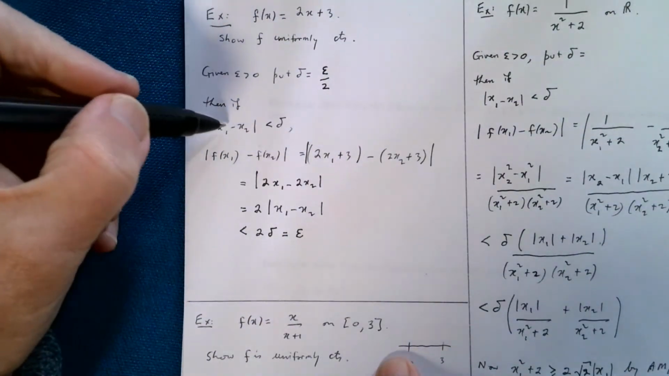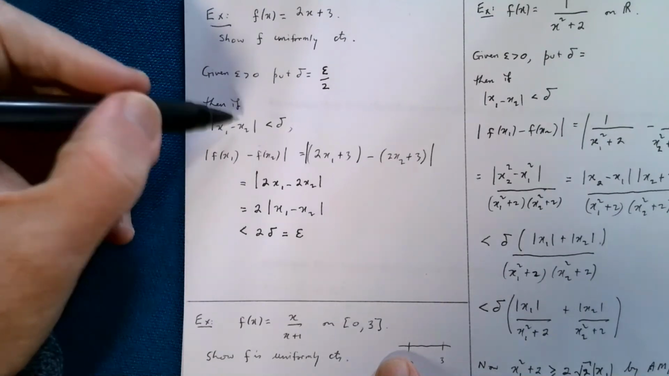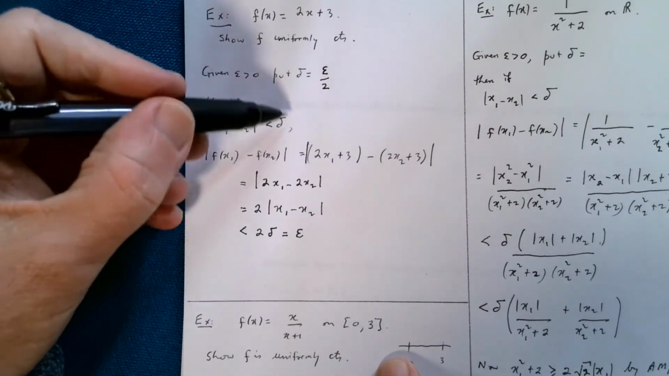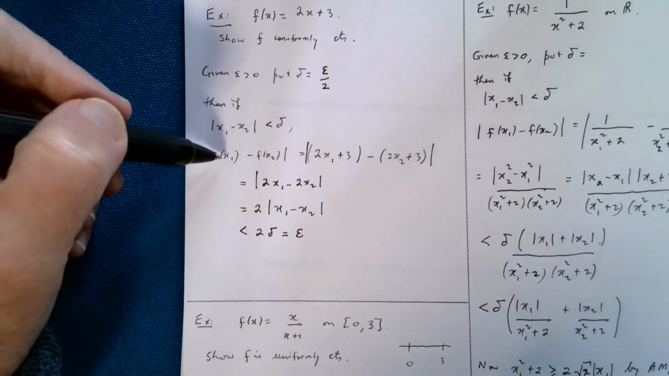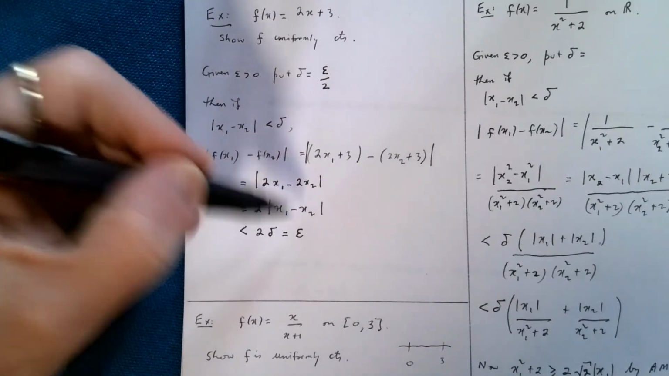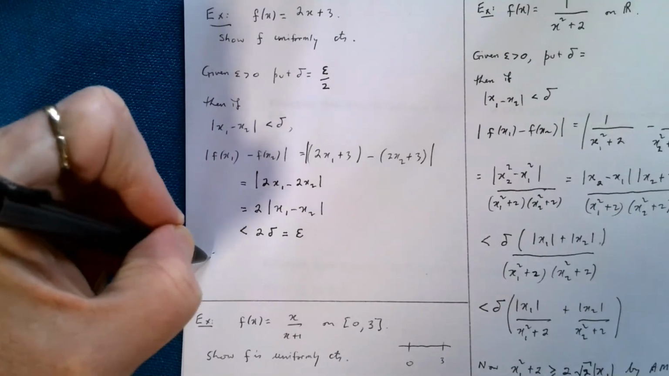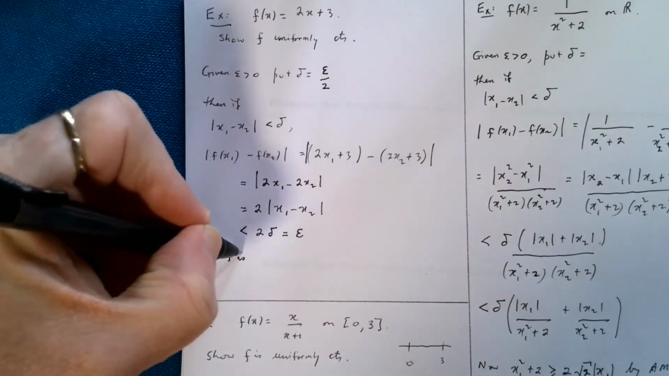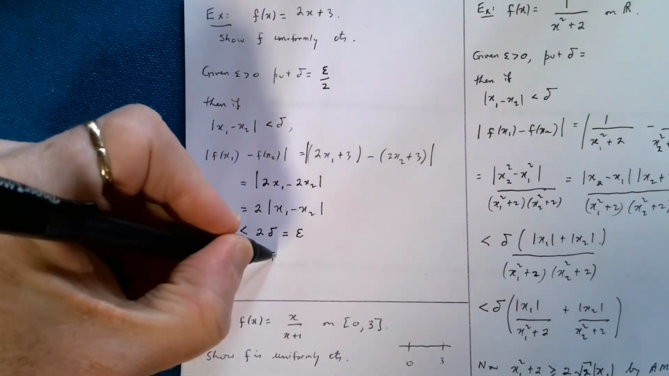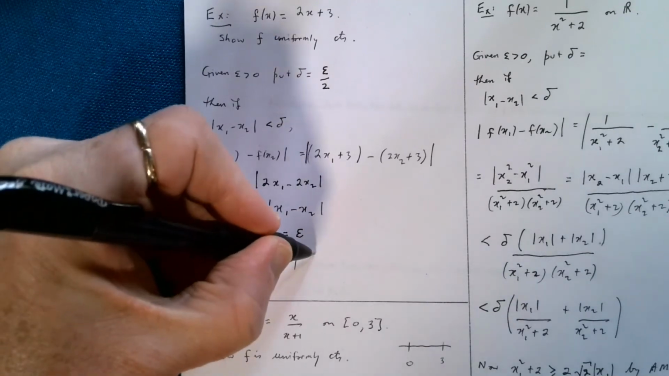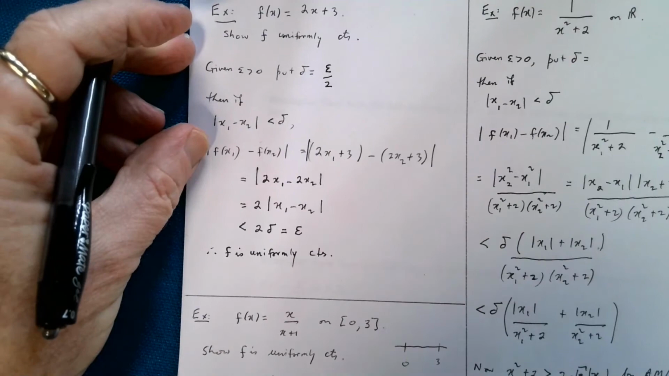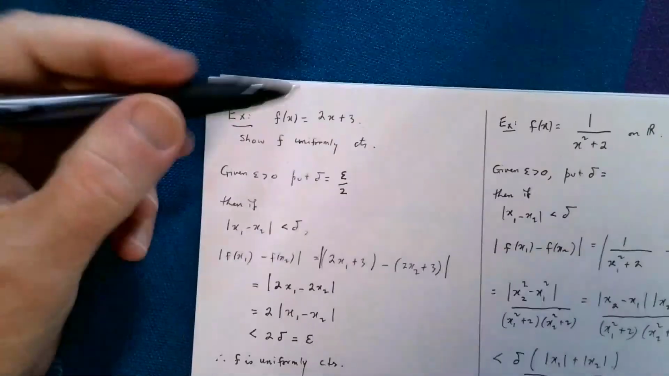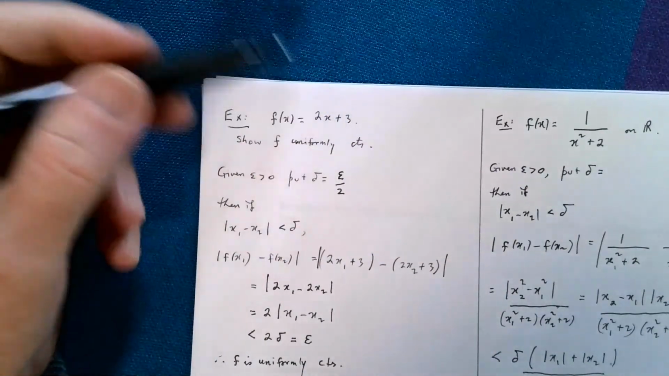So two points that are within delta of each other, where delta depends only on epsilon, given epsilon, then the difference between their function values is less than epsilon. So therefore f is uniformly continuous. Now, second example here, I mentioned this works everywhere, this works on the whole of the real line.